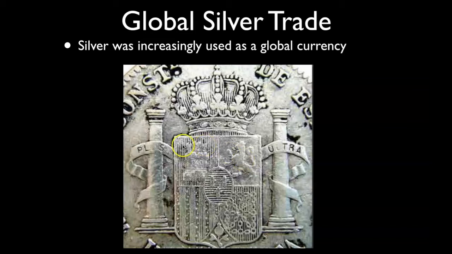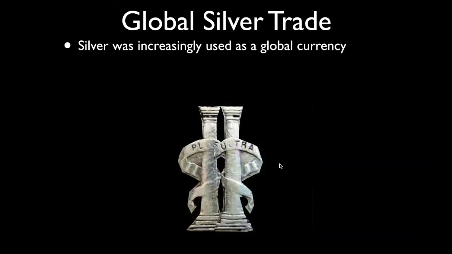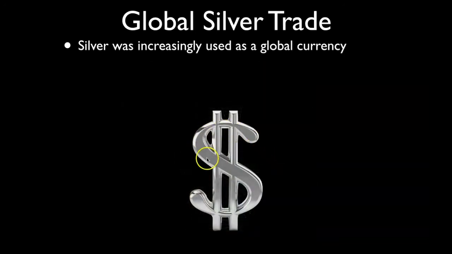Silver was increasingly being used as a global currency, as something that would facilitate exchange between different regions. The Spanish, they would create these pieces of 8, these silver coins. The Spanish press, who was creating those coins, they had a little logo, which is this scroll and pillars, which if you push it together is actually this dollar symbol.